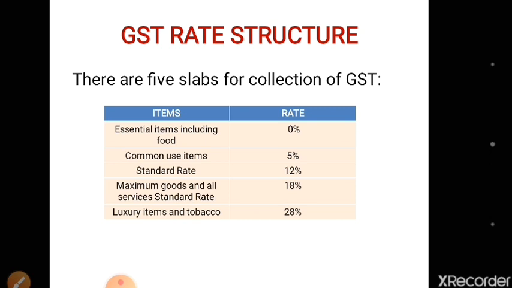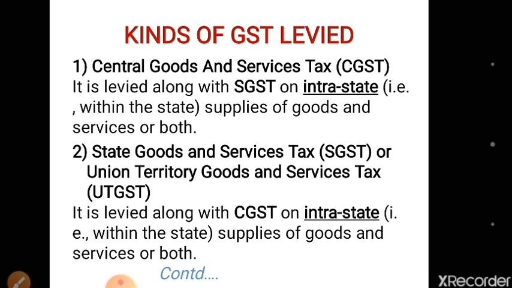Students, there are 5 slabs for collection of GST. For essential items including food, there is 0% rate. For common use items, it is 5%. The standard rate is 12%. For maximum goods and all services, the standard rate is 18%. For luxury items including tobacco, the rate of GST is 28%.